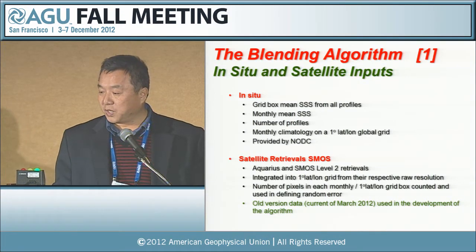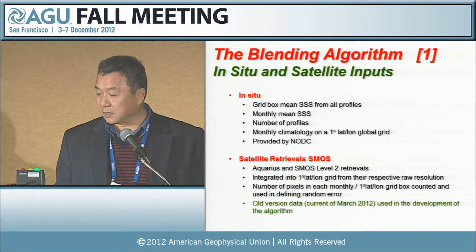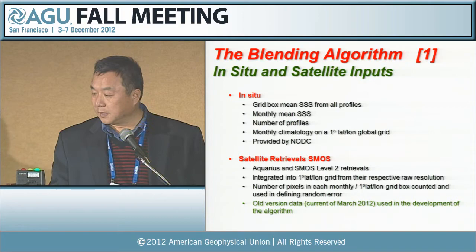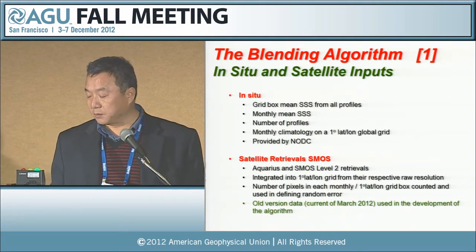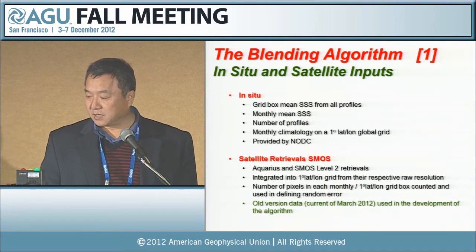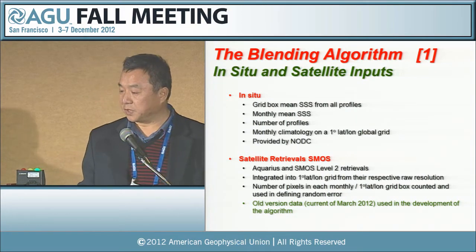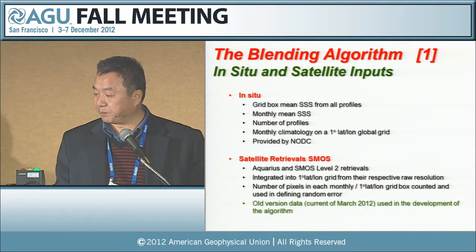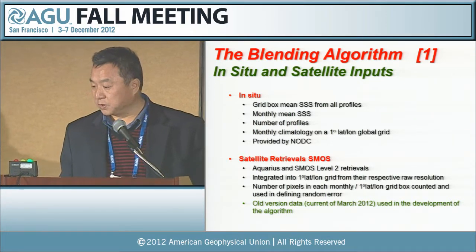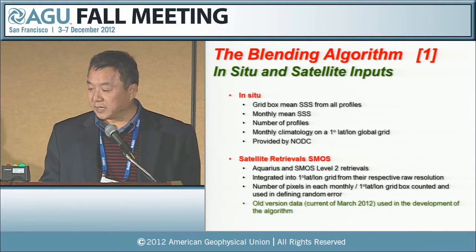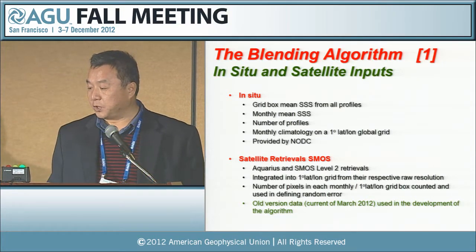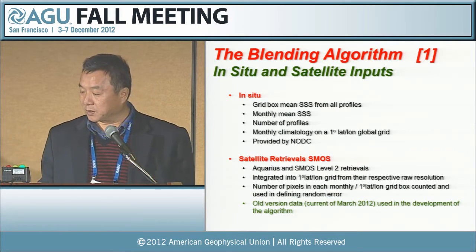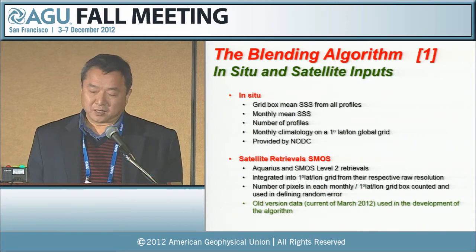And the satellite retrievals from both SMOS and Aquarius: we use level 2 products that several previous presenters have already introduced, and we integrated them into 1 degree by 1 degree grid boxes from their respective native resolutions. We also use the number of pixels available in each monthly time period in the 1 degree grid box as the index of random error.